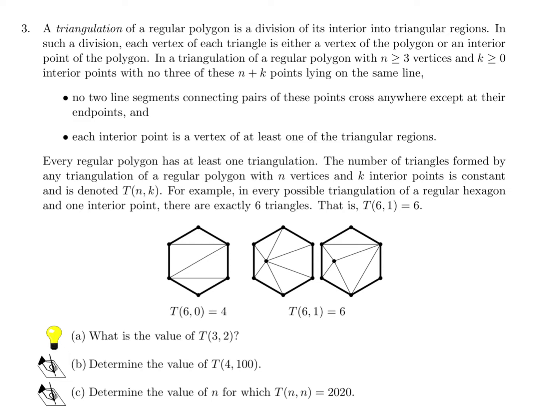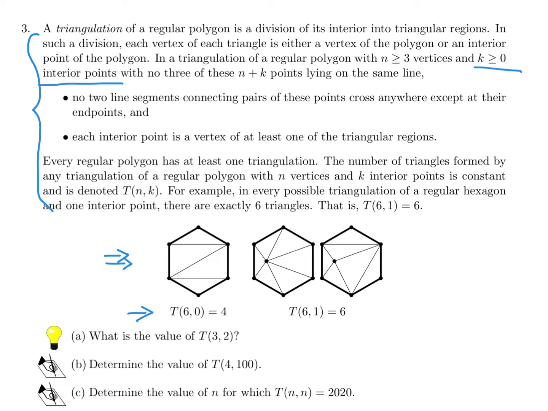What is T32? All right, so I'm assuming you understood all that, and it's really not that difficult to explain. They take a polygon, like for example that's a polygon with 6 sides. And they put either 0 interior points or some interior points, because the number of interior points is greater than or equal to 0. So in this case, there are 0 interior points. And then they divide it into triangles, and it's denoted by this T something. So in this case, it's T60. Why? Because there are 6 vertices and 0 interior points. And when they did that, they were able to create 4 triangles, and that's why it's equal to 4.